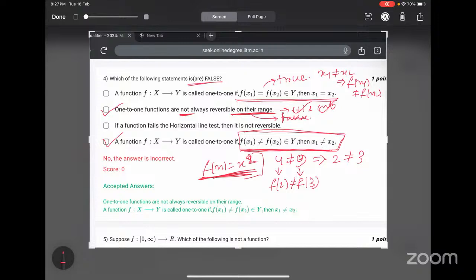This is a well-definedness condition. Any doubt? Okay, madam. Fine.